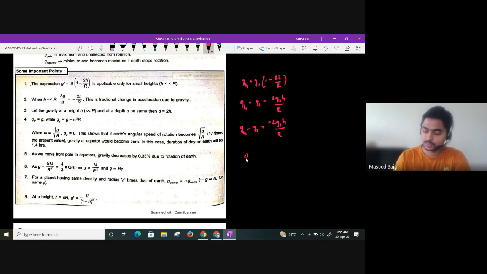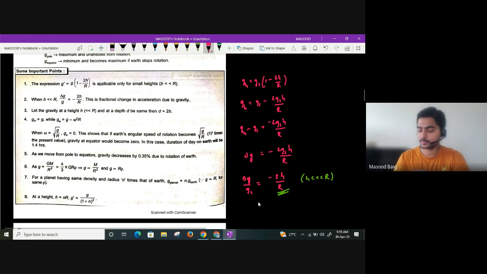So this change in acceleration due to gravity will be minus of 2 into g at surface into h divided by r. So delta g divided by gs, you can consider it as minus 2h divided by r, guys. Again, that is valid only if h value is very much less than r. In the same manner, if you are talking about depth, delta g divided by g at surface will be given as minus d divided by r. Again, for small cases, you can consider. So delta g divided by gs at a certain height will be minus 2h by r.